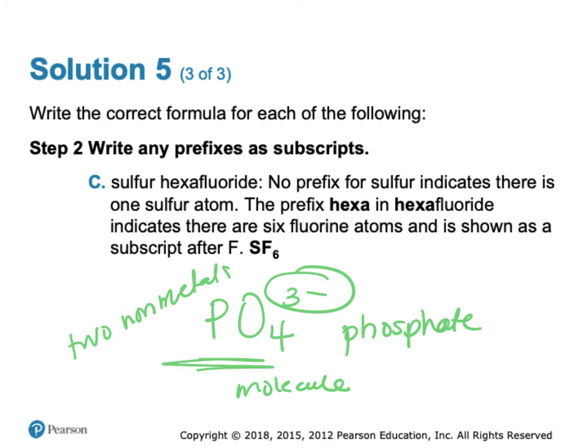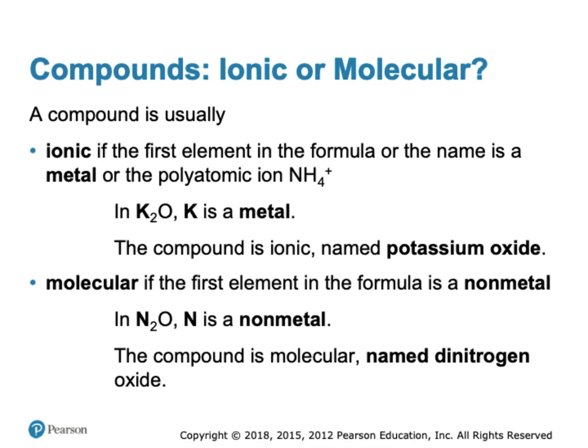Okay. And so when we look at the bonding a little bit more carefully, we'll see that there are covalent bonds holding together the phosphorus and the 4 oxygens. So the electrons are shared between the phosphorus and the 4 oxygens.